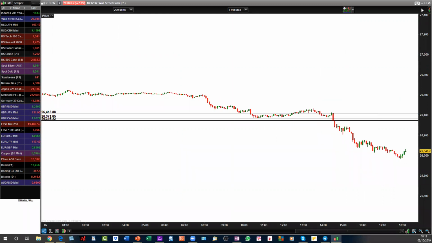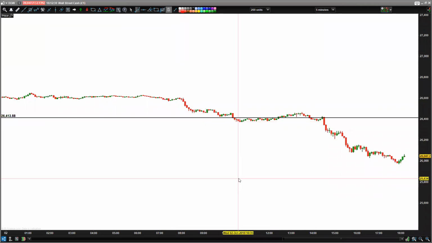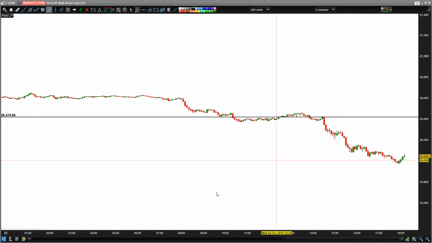Very similar system. Well, it's a similar system. It is the same system, full stop. And you can see that's not quite, for some reason that's moved. Let me just adjust that. So that is the open of the Dow today.